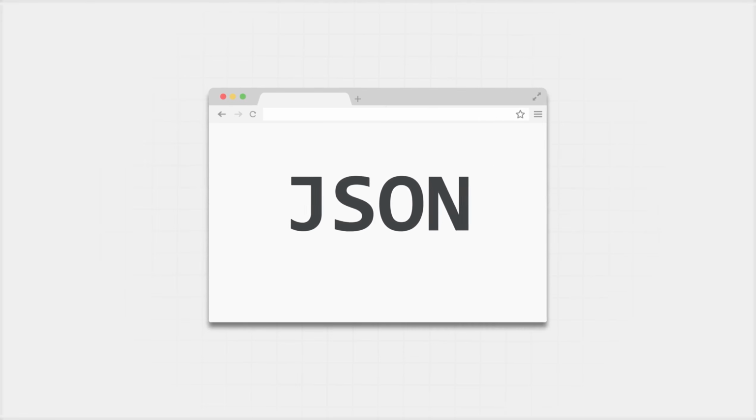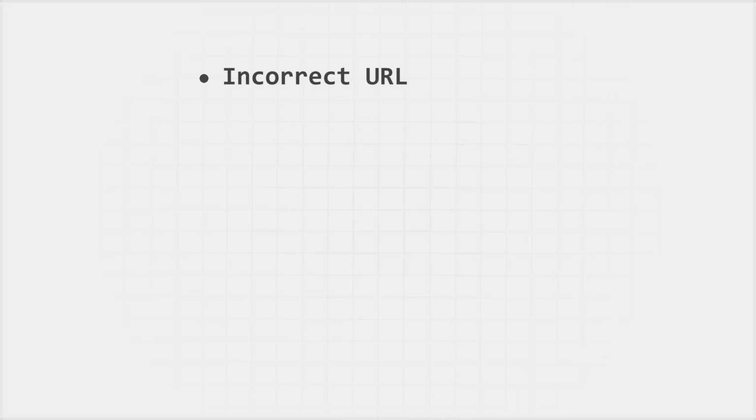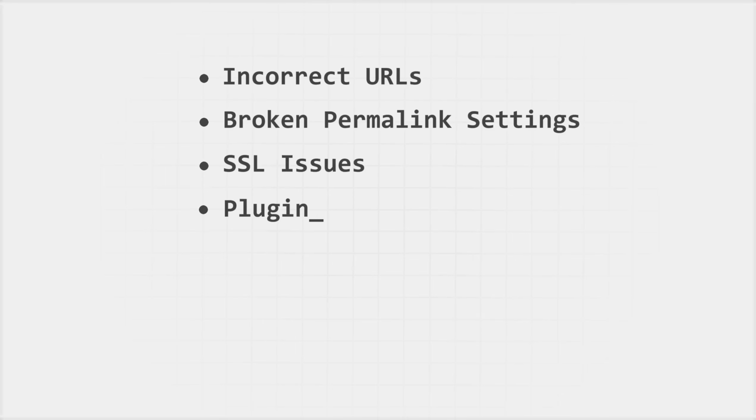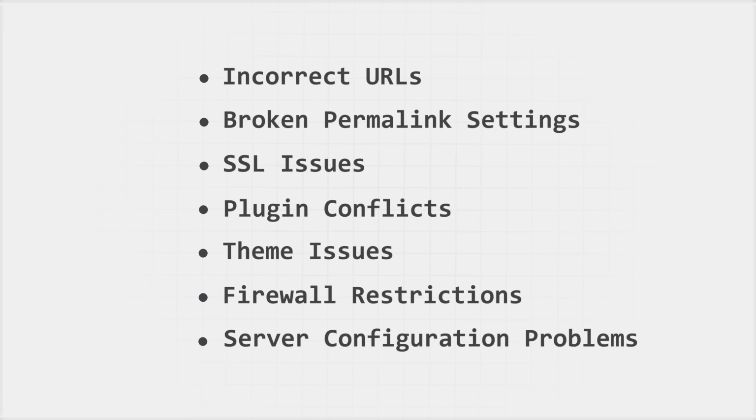But if WordPress doesn't receive a proper JSON response, or receives an unexpected response instead, you'll see one of these messages. Updating failed, the response is not a valid JSON response, or publishing failed, the response is not a valid JSON response. The same underlying issue usually causes both of these errors. In most cases, this happens because of incorrect website URLs, broken permalink settings, SSL issues, plugin conflicts, theme issues, firewall restrictions, or server configuration problems. So let's start with the easiest fixes first.